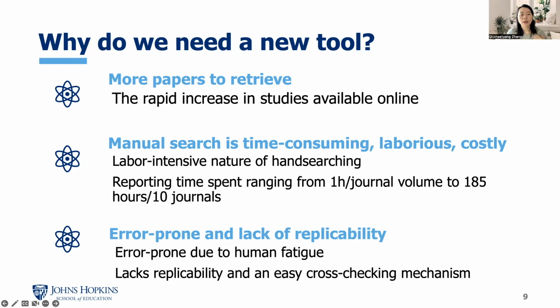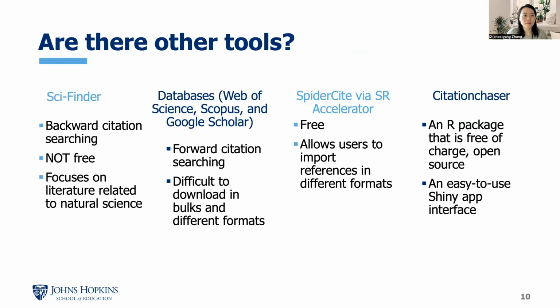Because we are humans, this type of manual search makes us tired, and it's easy to make mistakes when we are tired. It also lacks replicability and an easy cross-checking mechanism. Naturally, the next question you may want to ask is, are there other tools that we can use? The answer is yes, but they are limited.